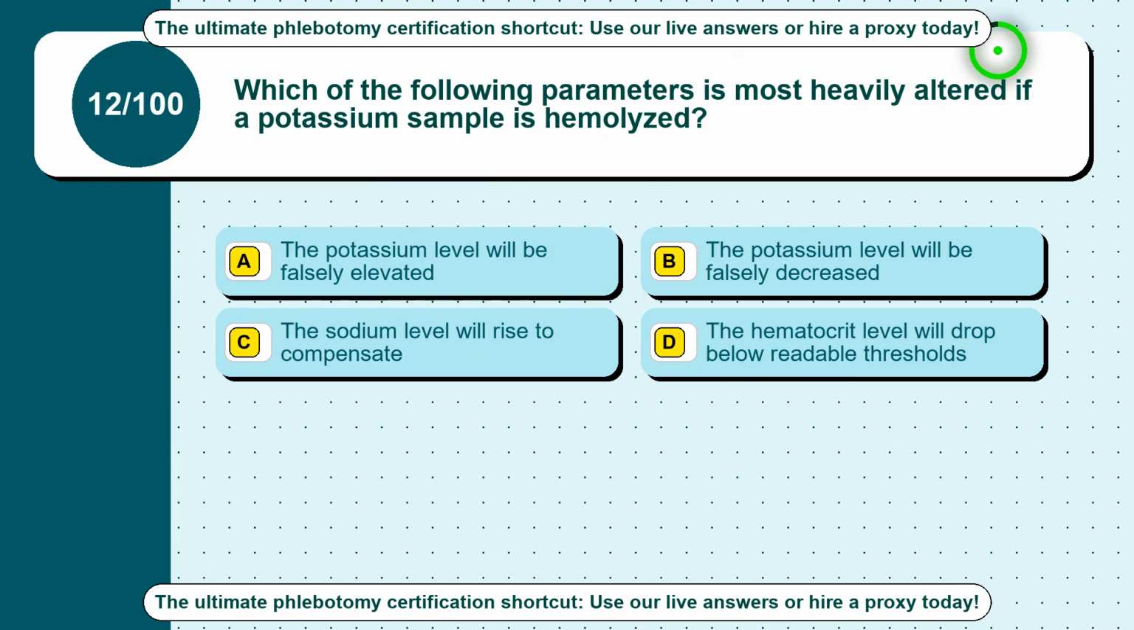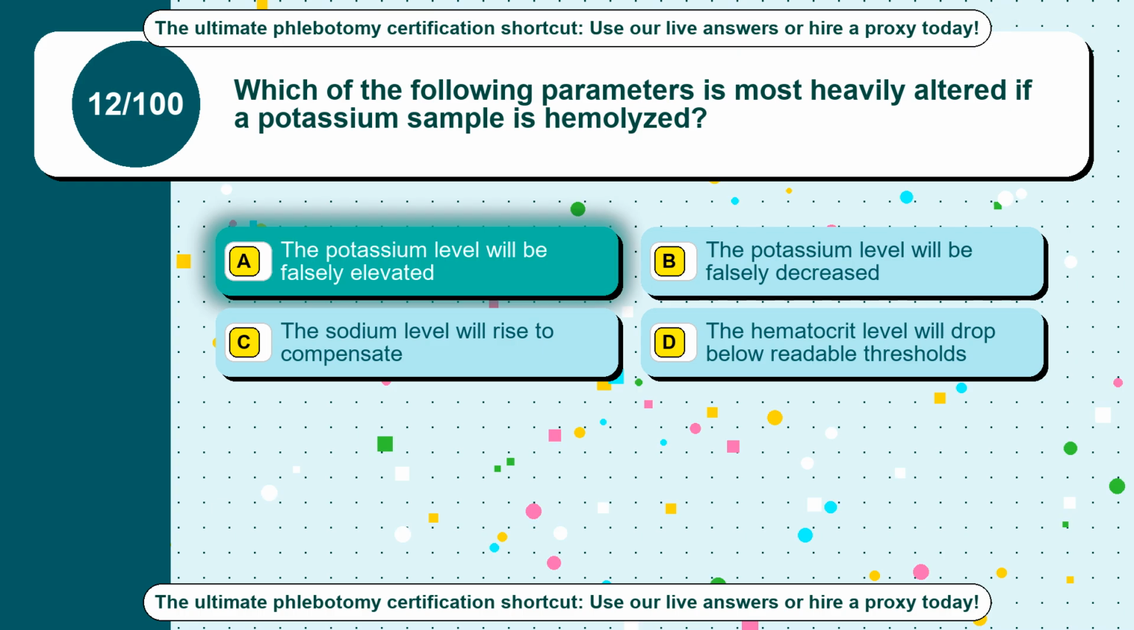Question 12. Which of the following parameters is most heavily altered if a potassium sample is hemolyzed? Option A, the potassium level will be falsely elevated. Option B, the potassium level will be falsely decreased. Option C, the sodium level will rise to compensate. Option D, the hematocrit level will drop below readable thresholds. The correct answer is option A, the potassium level will be falsely elevated.